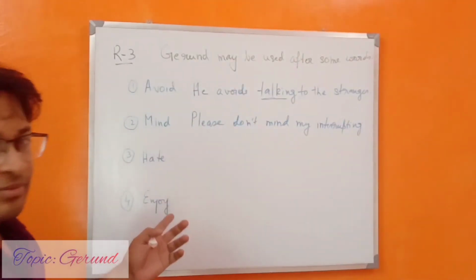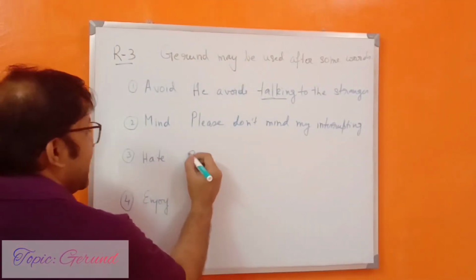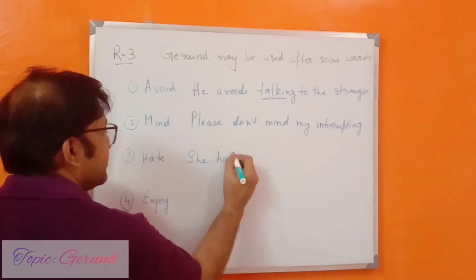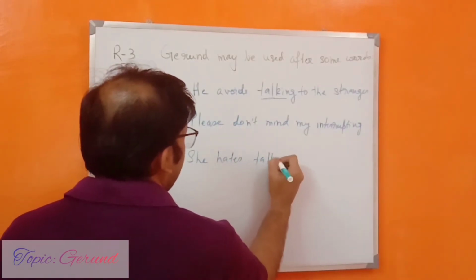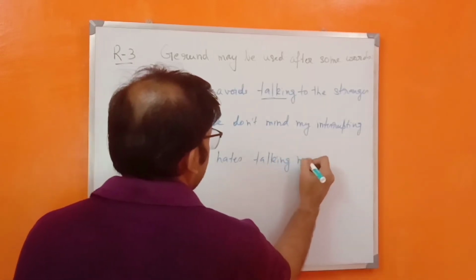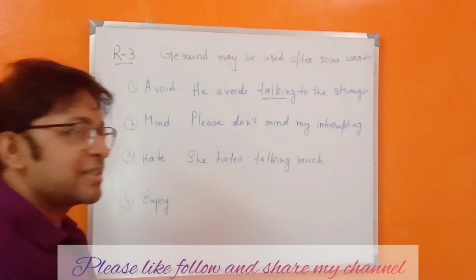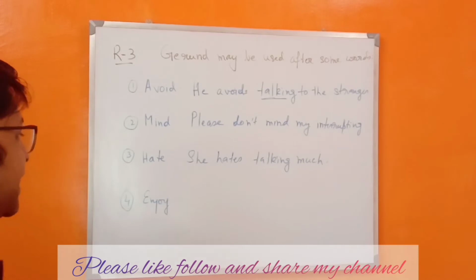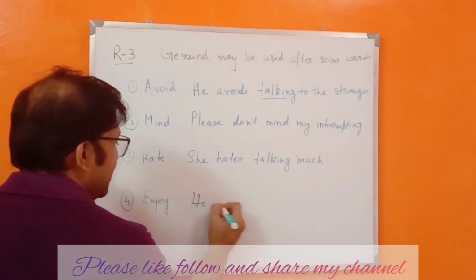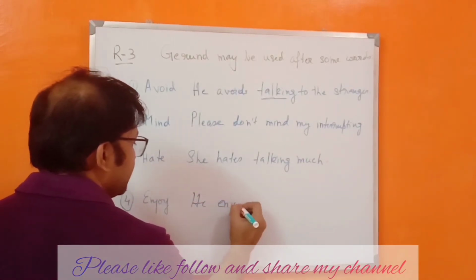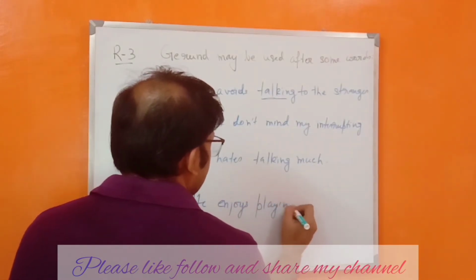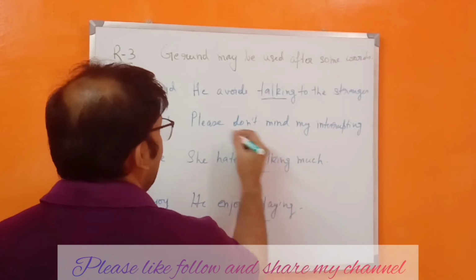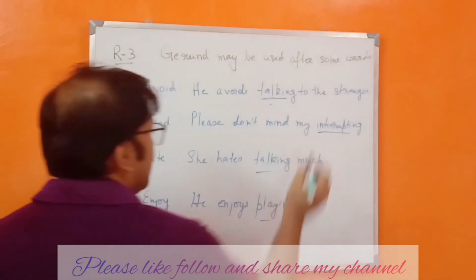Next, hate. She hates talking much. So this is also an example of gerund. Next, enjoys. He enjoys playing. So these are all the examples of our gerund.